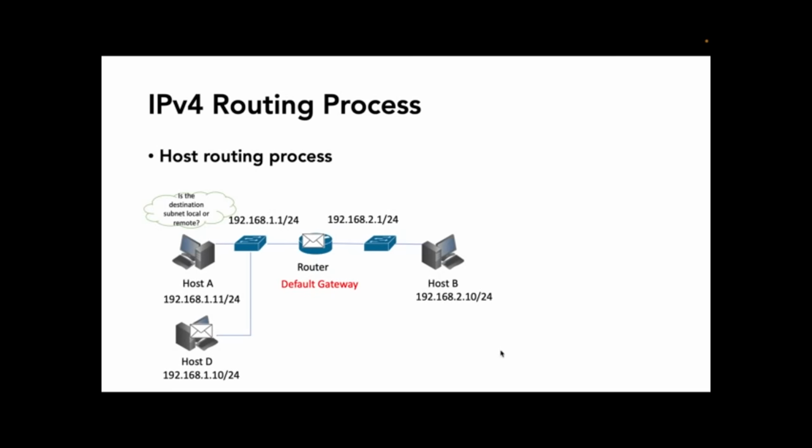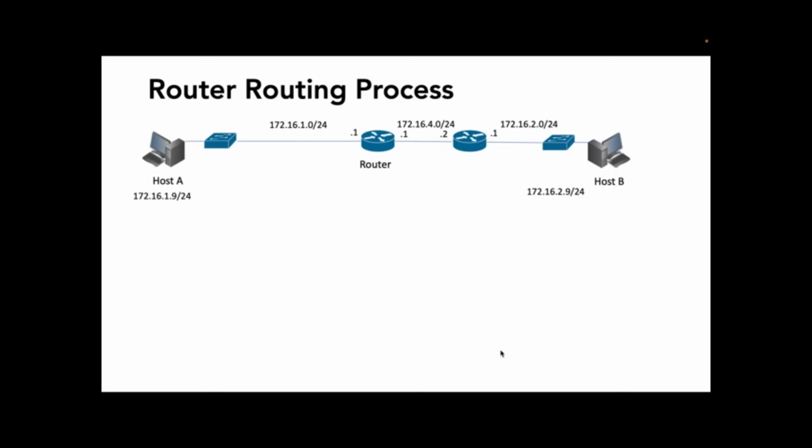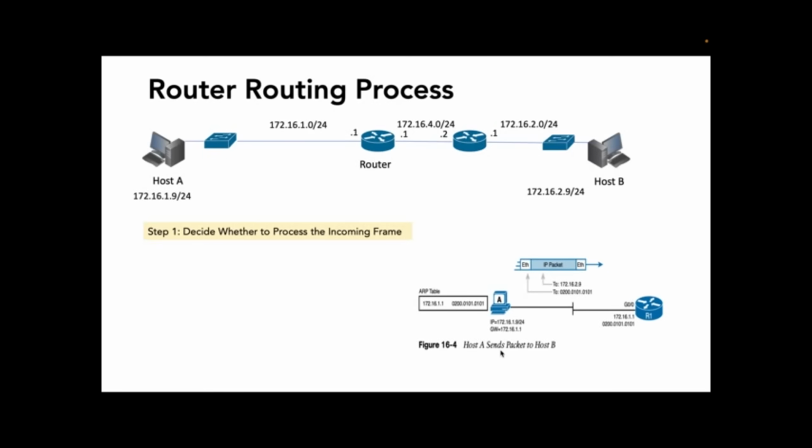and this router will forward it to the destination, that is host B. If you look the routing process from the router perspective, it has more routing work to do as compared with the host. So when a packet arrives, the router follows 5 steps. Okay, the step 1 is to decide whether to process the incoming frame, and it does this based on two things. First, it checks if it has a FCS errors, and then is the destination data link address its own address.